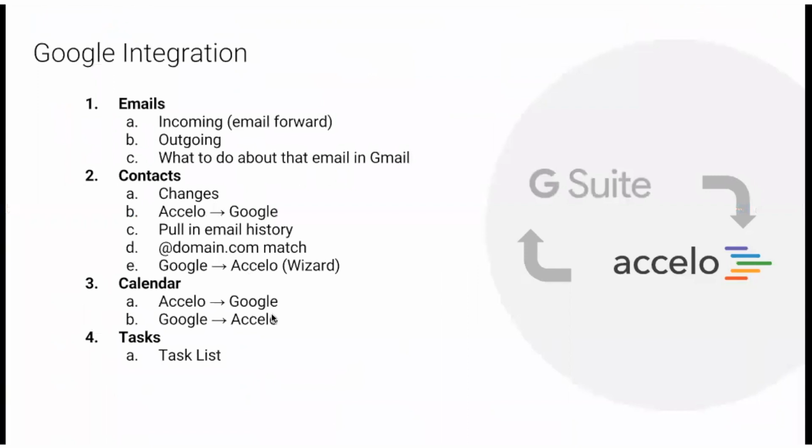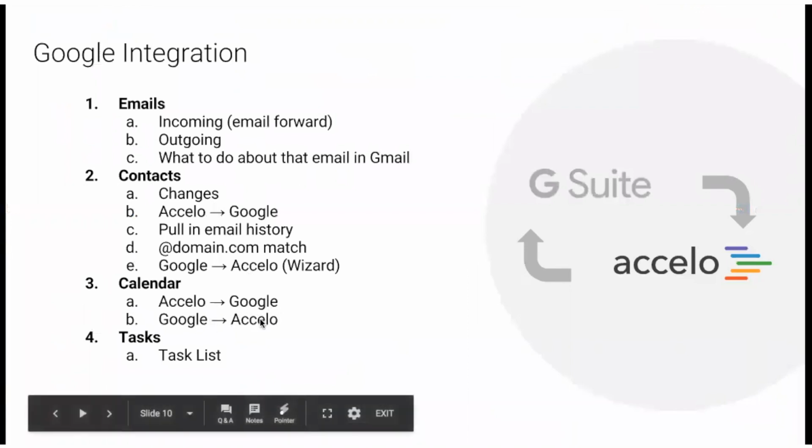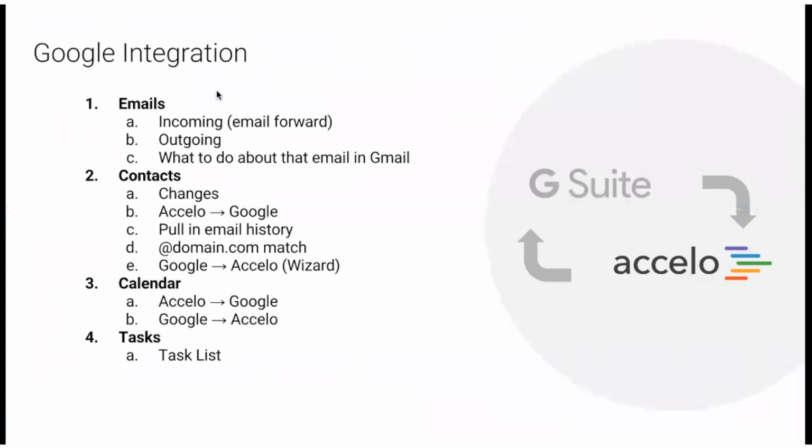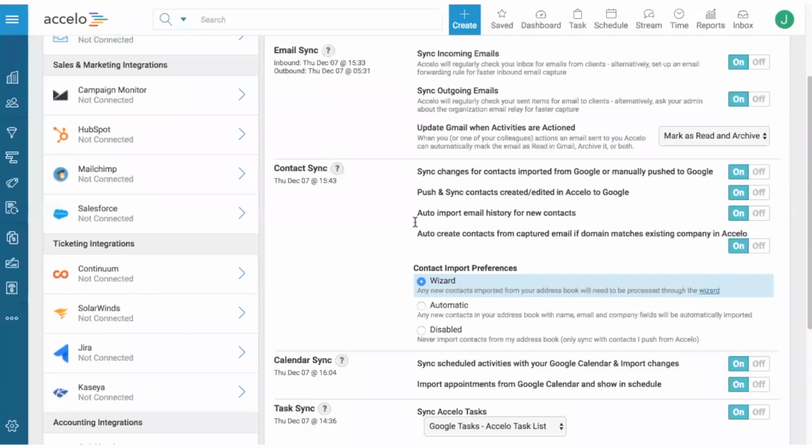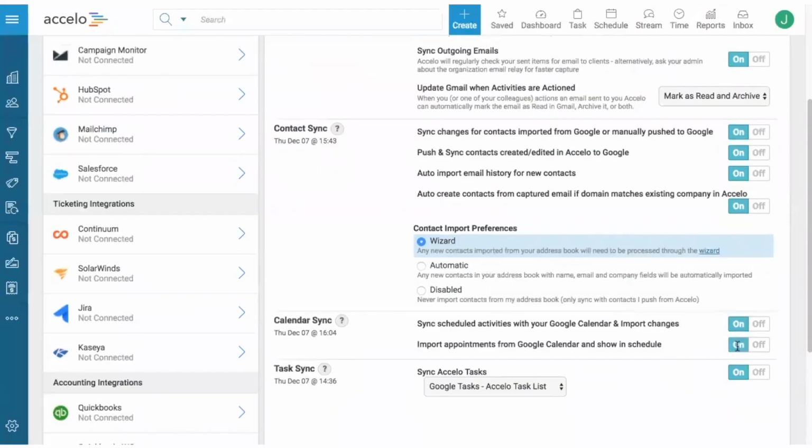For the calendar, the two settings are: is anything created in Accelo going to go into Google, and is anything created in Google Calendar going to come into Accelo. Most of our customers, if they want the calendar integration to be on, will keep both of these on. And then the last section is the task section.